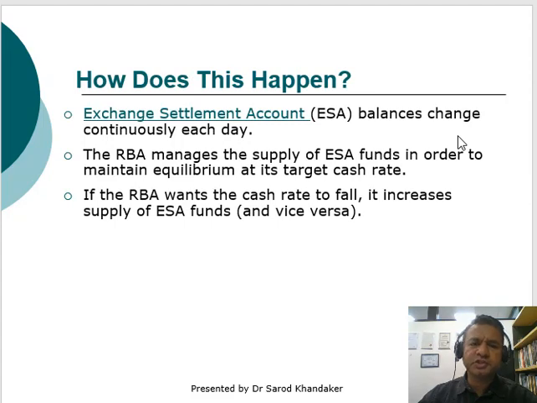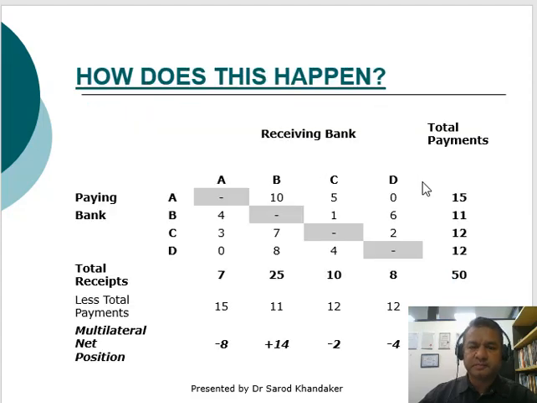Now the question is, how does it happen? It happens through the exchange and settlement accounts. Balances change continuously each day, as we know. The RBA manages the supply of exchange and settlement account funds in order to maintain equilibrium at the target cash rate. If the RBA wants the cash rate to fall, it increases supply to the exchange and settlement funds, or vice versa. So let's have a look at how it happens.